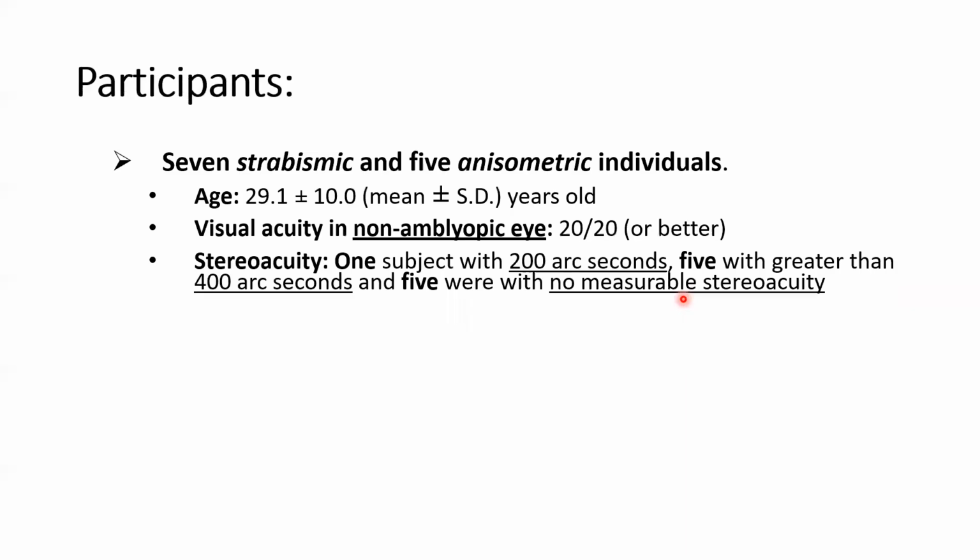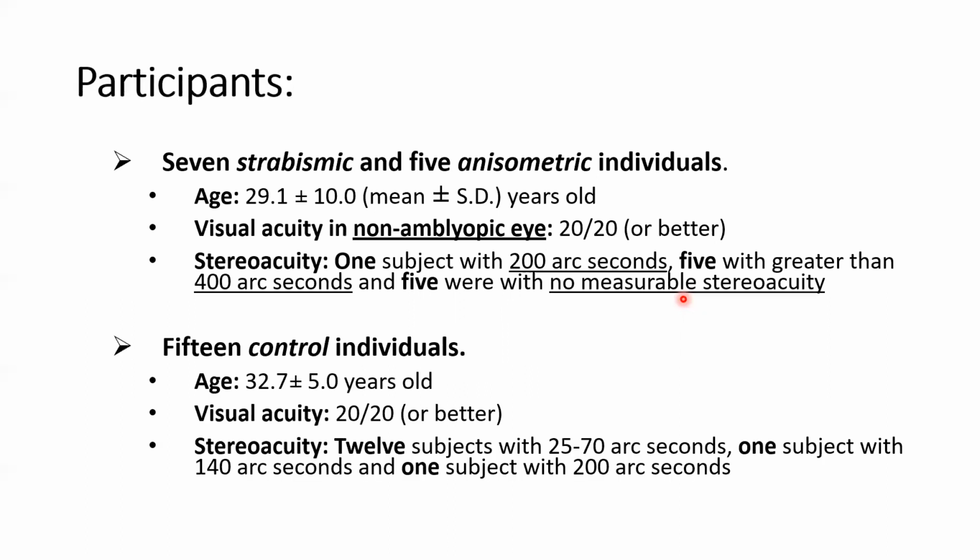To this day, 27 individuals have participated in our study. Among them, 7 were strabismic and 5 were anisometropic, but they all showed impaired stereo acuity based on the Randot test. Controls were age matched to amblyopes. They showed normal or corrected-to-normal visual acuity in both eyes and significantly better stereo acuity compared to amblyopes.